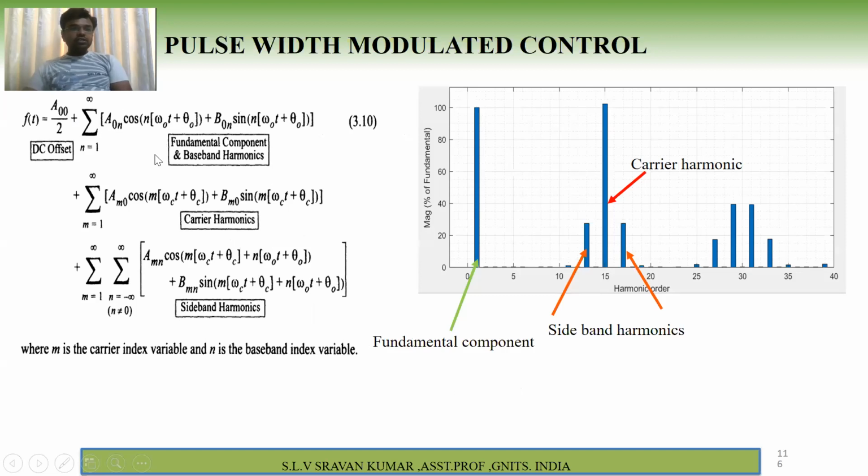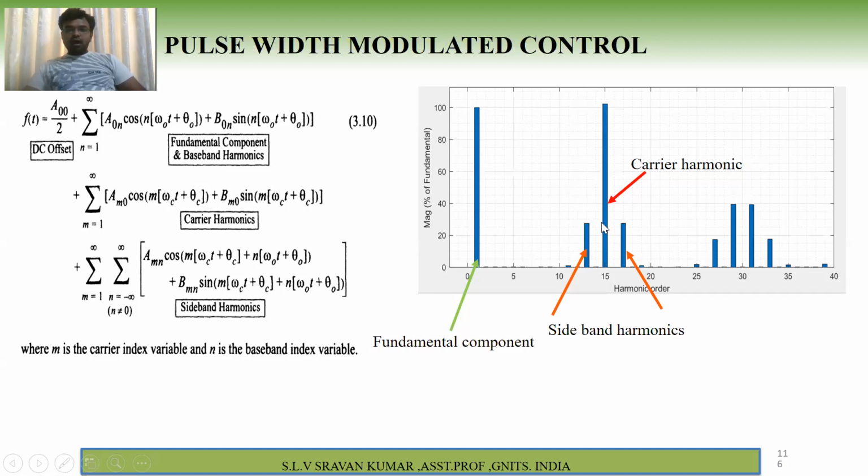Till now we have discussed the B1 component. That B1 component is the fundamental component. We have completed that, but we have to go for one more, which is called carrier harmonics and sideband harmonics. What is this carrier harmonic? The MF value we got is 15. That MF equal to 15 is nothing but your carrier harmonic. M is the carrier index variable. Already we have discussed MF. MF we got already as 15. So this 15 is nothing but your carrier harmonic. Next, sideband harmonics.